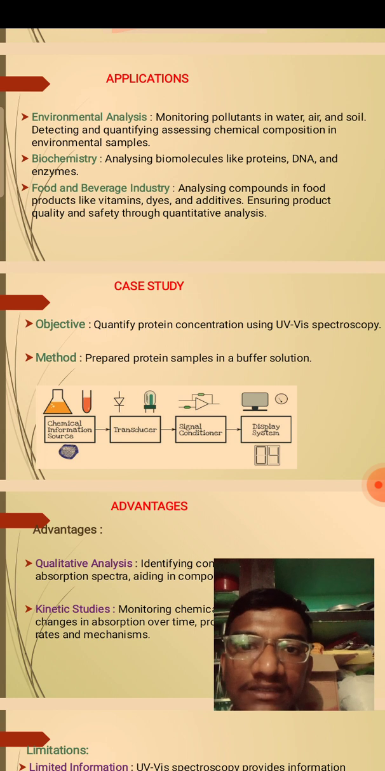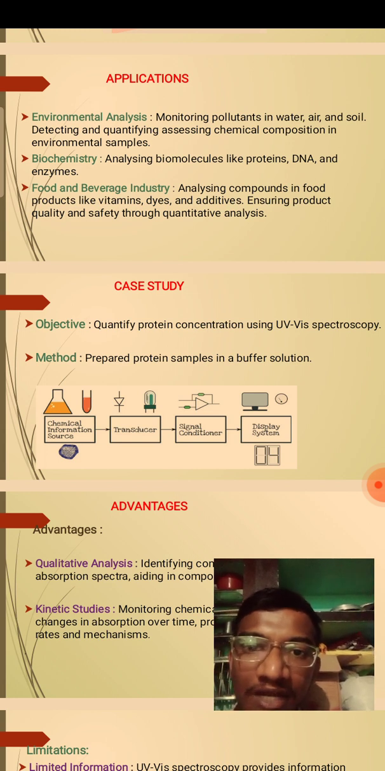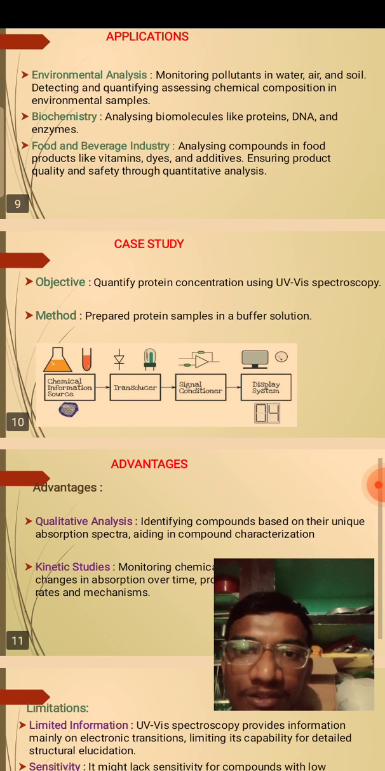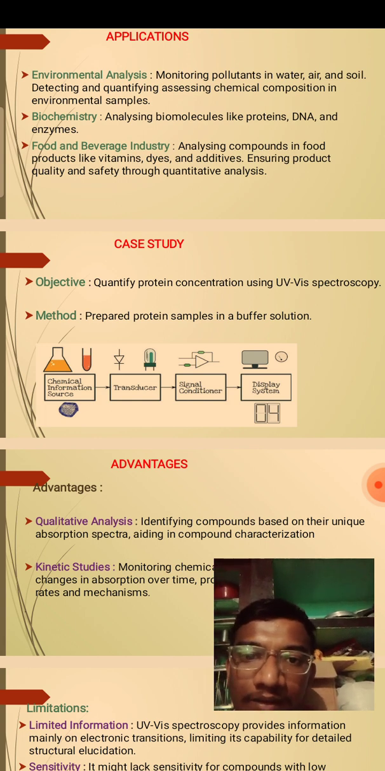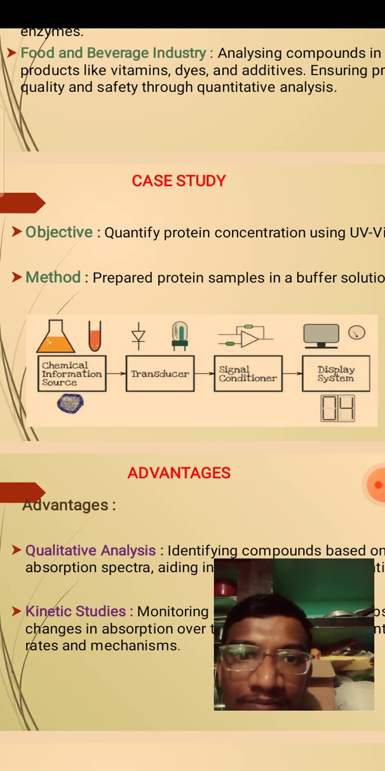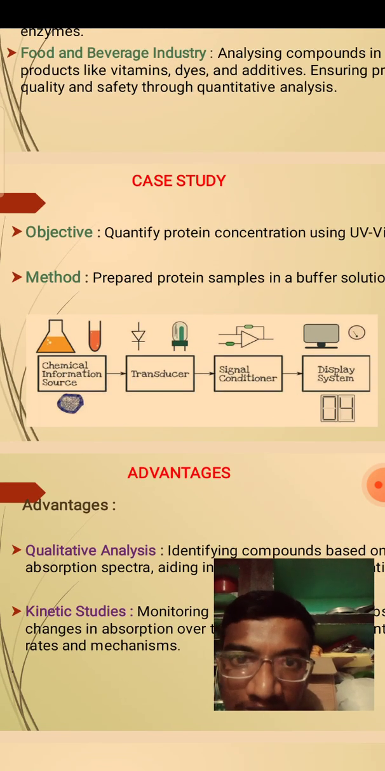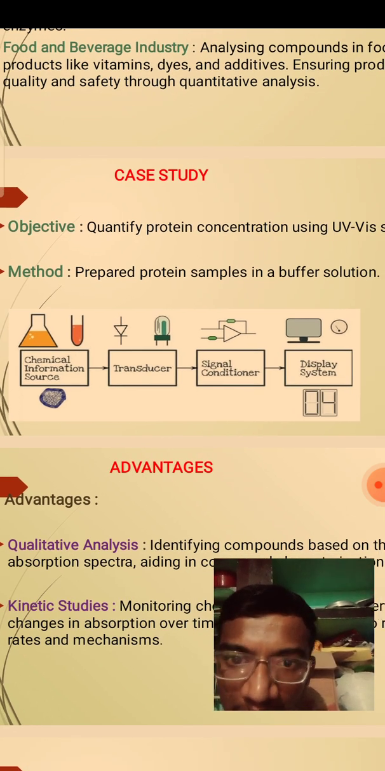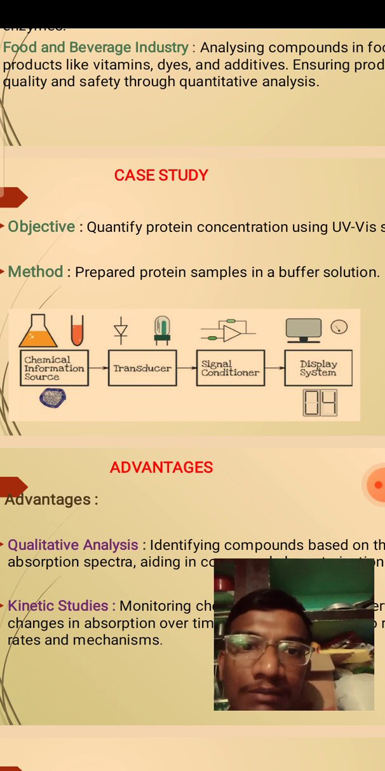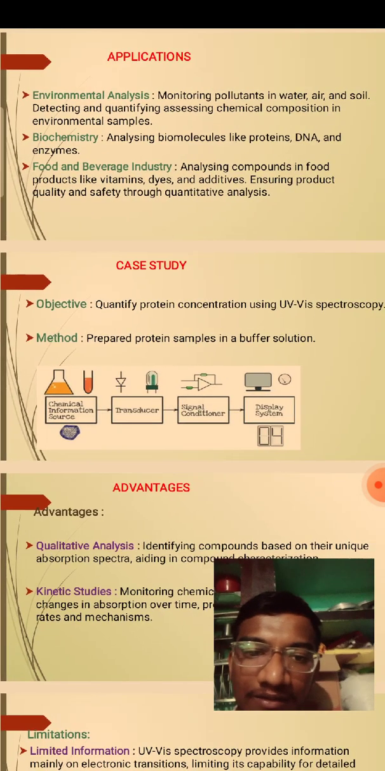And now we can see the case study. In the case study, we have two parts: objective and method. First, the objective. The objective is to quantify protein concentration using UV visible spectroscopy, and the method is to prepare protein samples in a buffer solution. In this diagram, we can also see the process of preparing protein samples in a buffer solution.